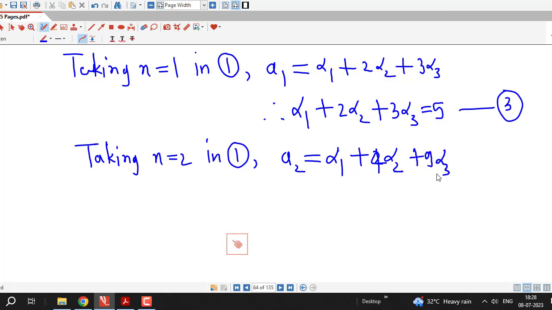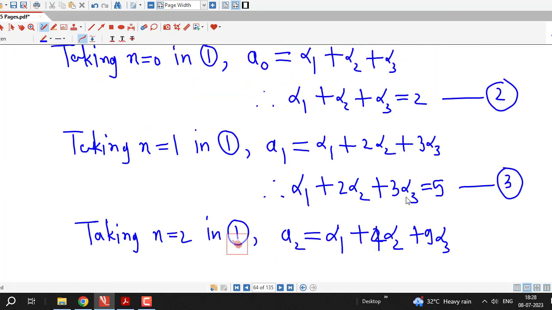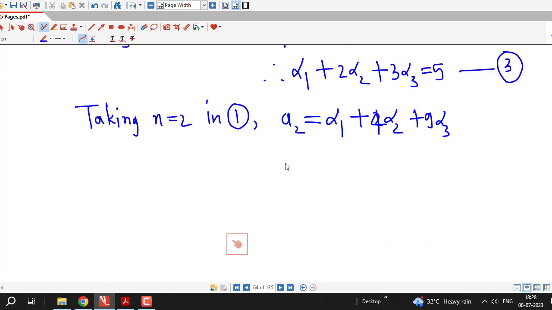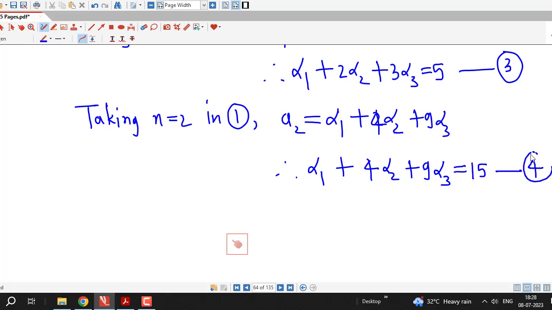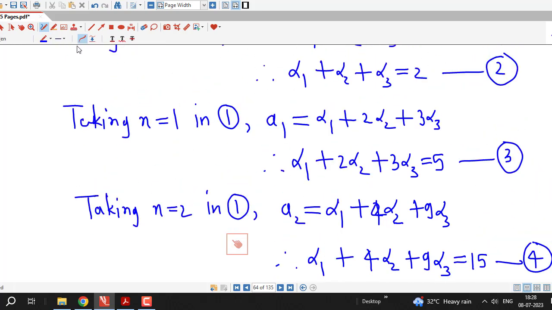Let me check again. If I take n equal to 2, this is 2 square, that is 4. So I have alpha 1 plus 4 alpha 2 plus 3 square, that is 9 alpha 3, and A2 is 15. Therefore alpha 1 plus 4 alpha 2 plus 9 alpha 3 equal to 15, and I give this number 4.